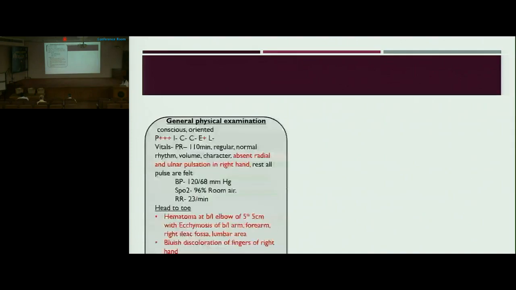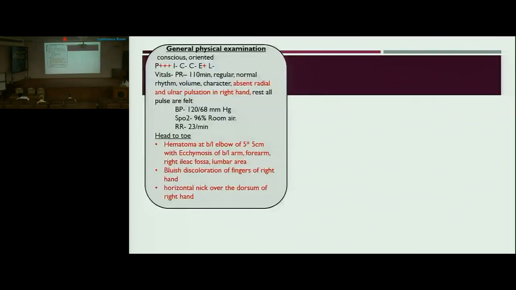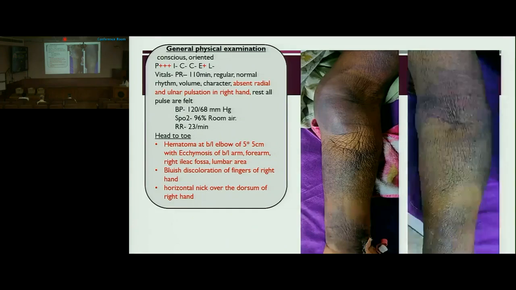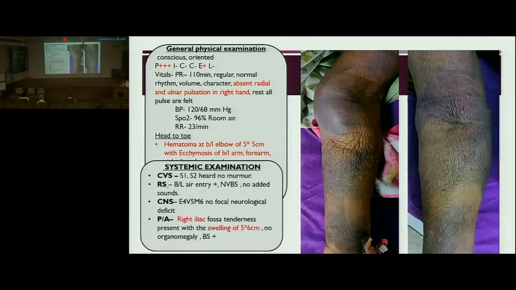On general physical examination, she has severe pallor. On pulse examination, she has absent radial and ulnar pulsation in the right hand. The rest of the vitals were normal. On head-to-toe examination, she has a hematoma of 5 by 5 centimeters bilaterally below the medial epicondyle of the elbow, with ecchymosis on the bilateral arm, forearm, and the right iliac fossa, with a bluish discoloration of the fingers and of the right hand, and a horizontal nick over the dorsum of the hand. On systemic examination, per abdomen, she has tenderness with a swelling of 5 by 6 centimeters with no organomegaly.